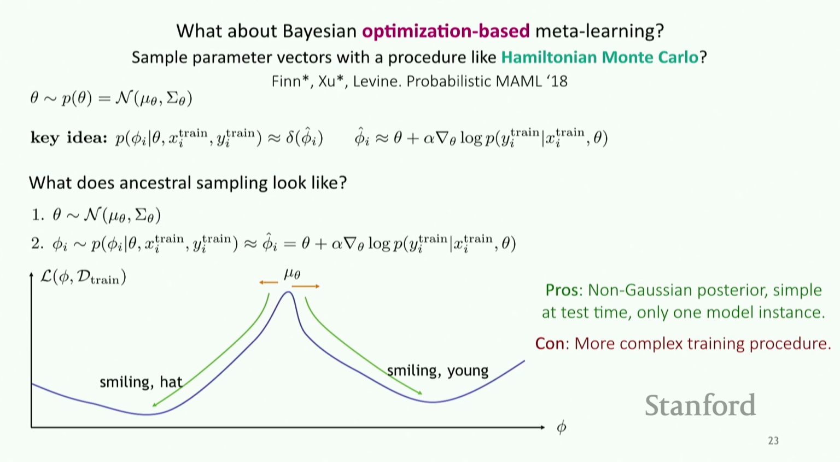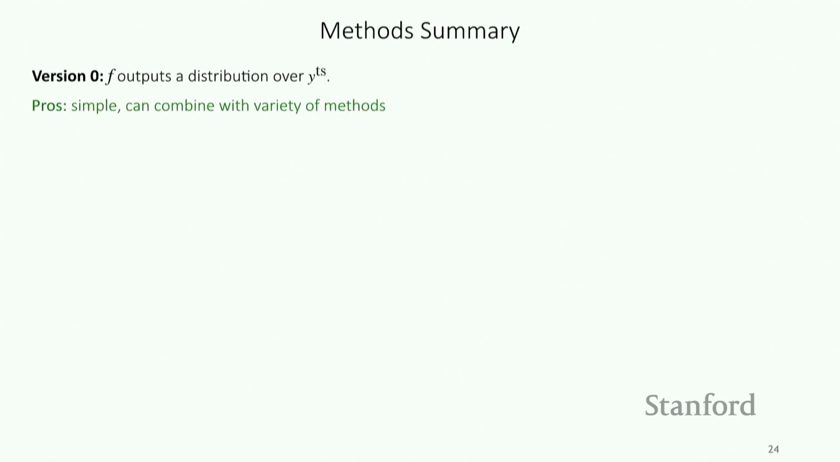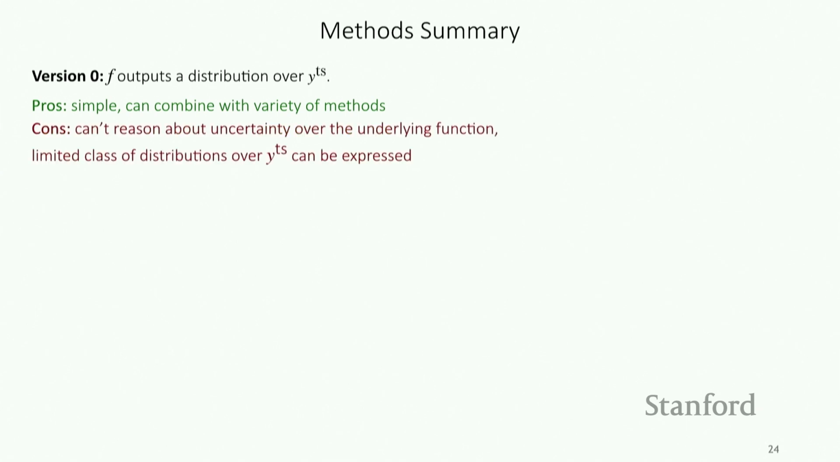Okay, so that's it for methods. To summarize, we first talked about a very simple method which outputs a distribution over y. The benefit is that it's simple, and you can combine it with a variety of methods. The downside is that you can't reason about uncertainty about the underlying function. You have a limited class of distributions over y that you can represent. And in practice, these methods tend to produce uncertainty estimates that are not very calibrated.